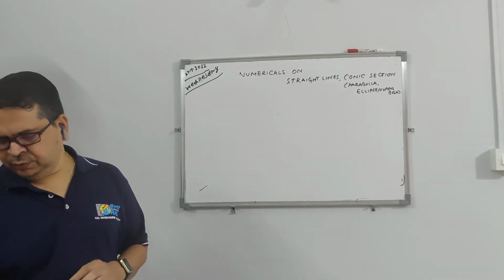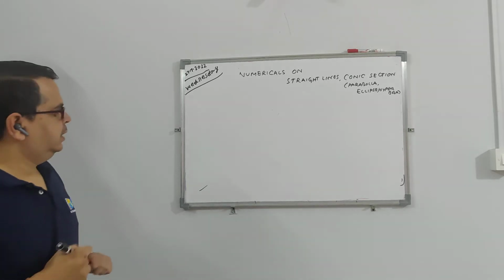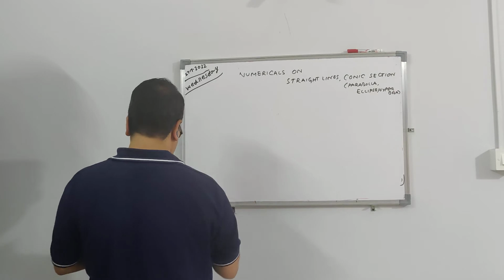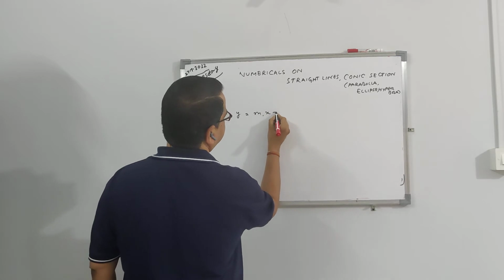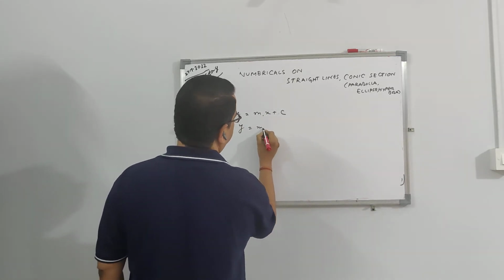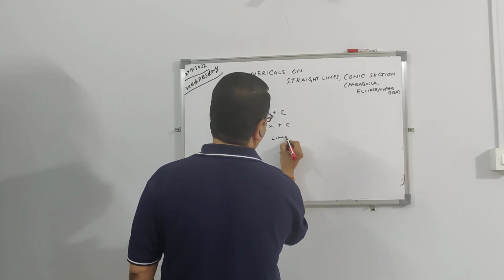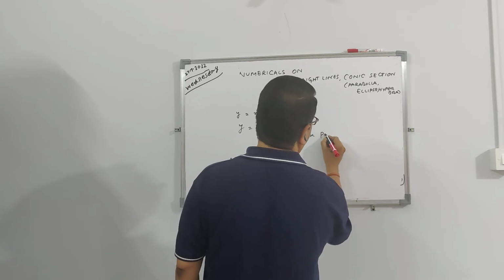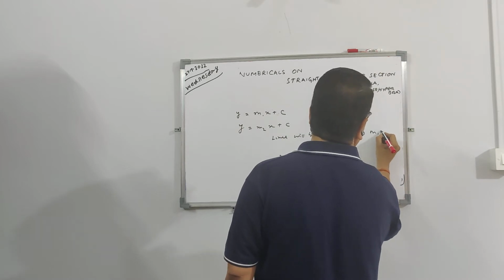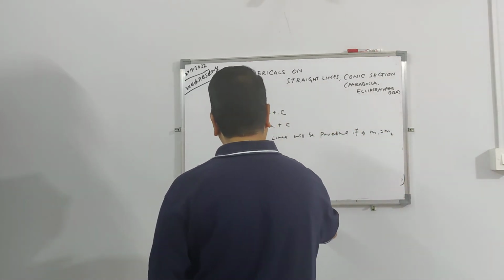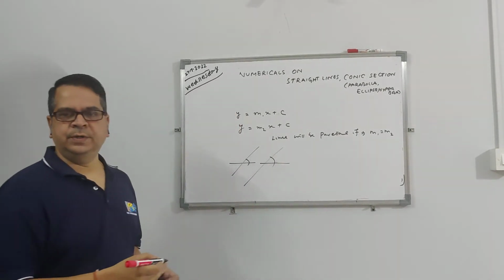Suppose you want to find the condition of parallelism and perpendicularity. Suppose I have a line y is equal to m1x plus c, and another line y is equal to m2x plus c. These two lines will be parallel if m1 is equal to m2. These two lines are parallel because their slope, their angle, is the same.